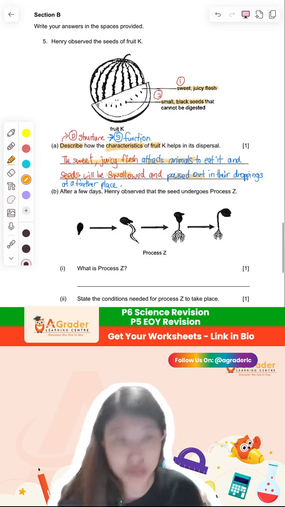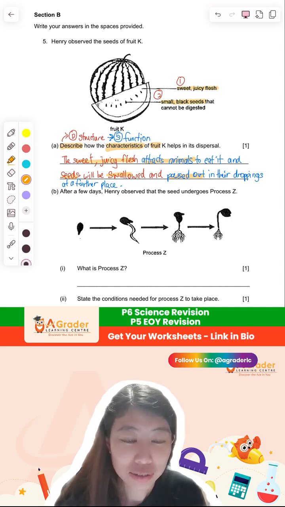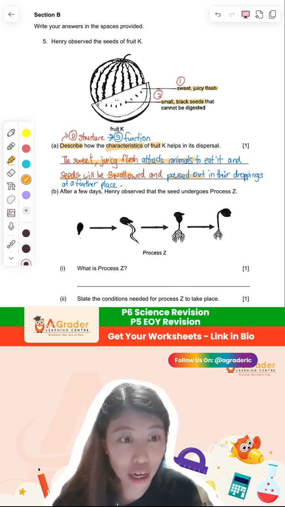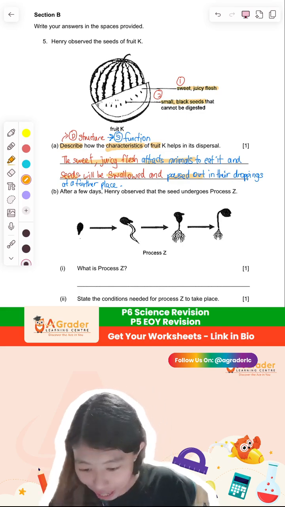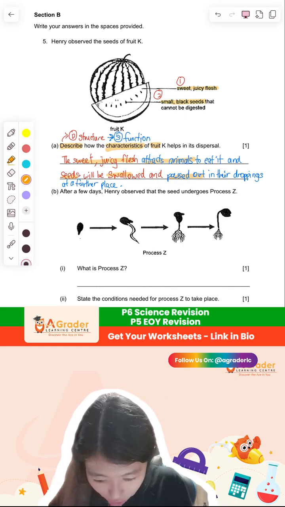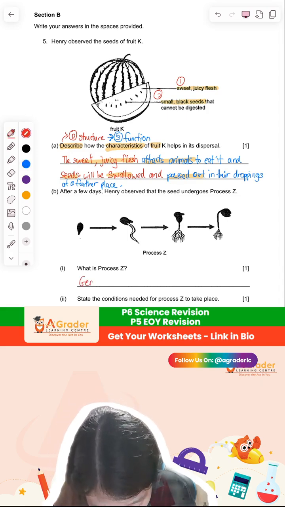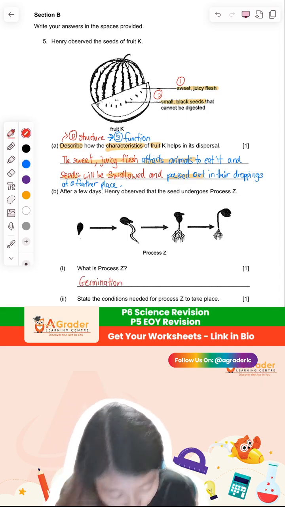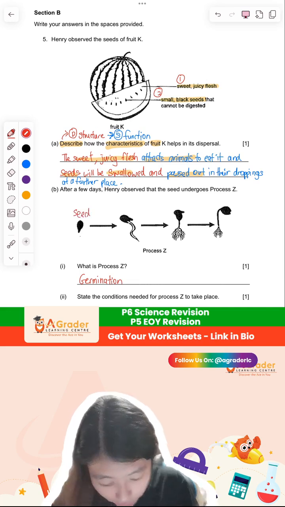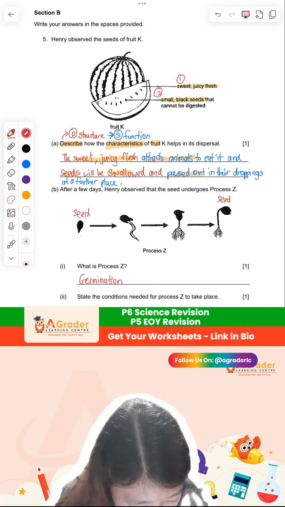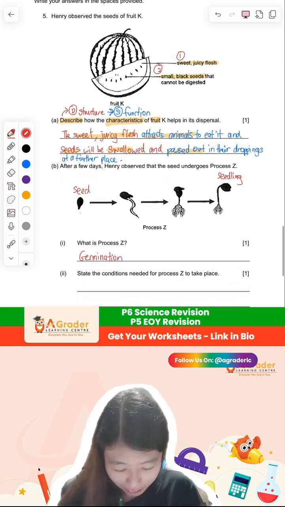Okay, so over here, what is process Z? Just now, before I ended the live, I saw a few of you say germination. Very good, yes, it is germination. So process Z is germination. How do you know that it's germination? Very good. It's always when the seed develops into a seedling. We call that process germination.